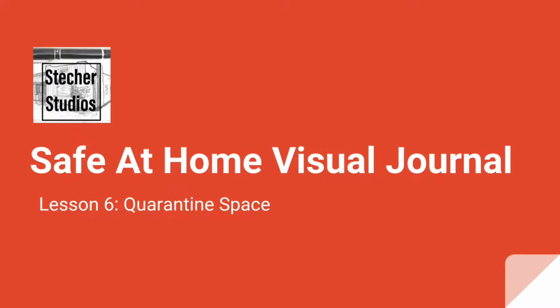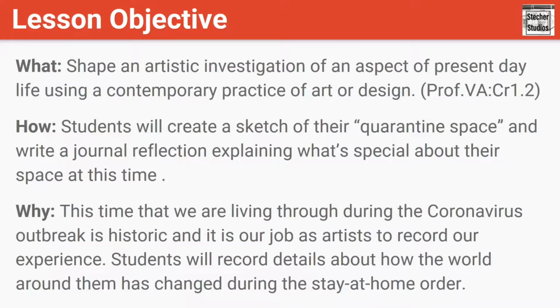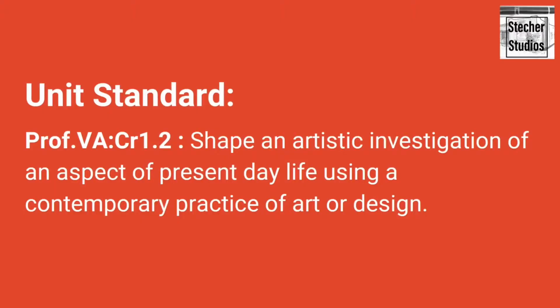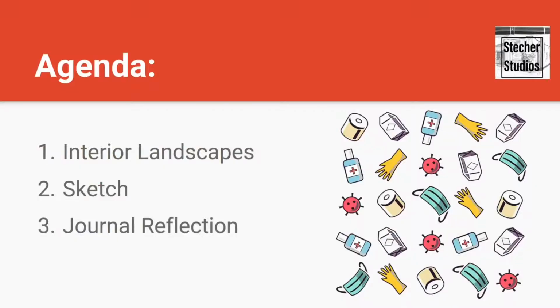Hi, welcome to lesson 6 of our Safe at Home Visual Journal series. Today's lesson is quarantine space, where we'll be sketching our quarantine spaces and writing a reflection about our experience in these spaces. We're going to start by talking briefly about interior landscapes. As always, we'll sketch and end with our reflection.